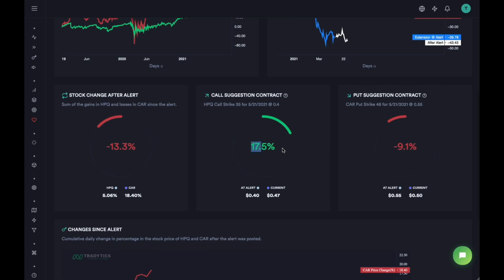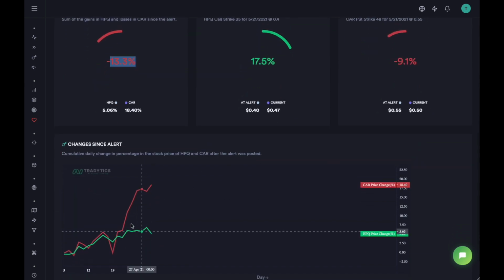Let's see, this contract is up nicely, so HPQ is good. The put one is down, but overall on the call side you are actually up about 8%. On the stock side you are down, because at this point in time CAR was going down and HPQ continued going up. At this point in time the relationship broke a little bit, so we are hoping that CAR is going to come again and HPQ is just going to keep going up.